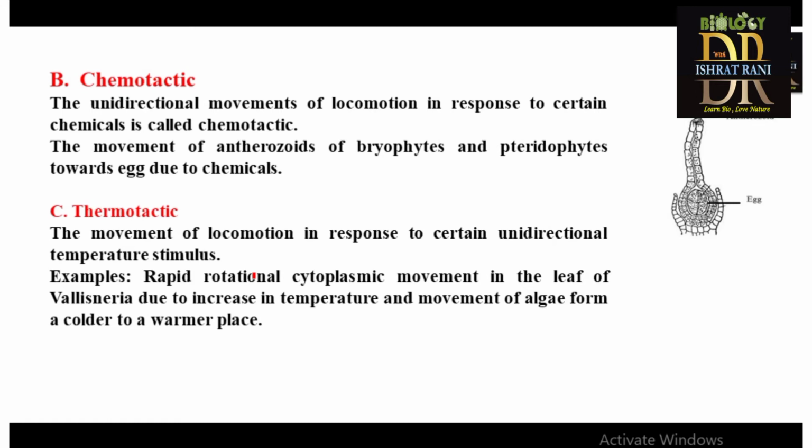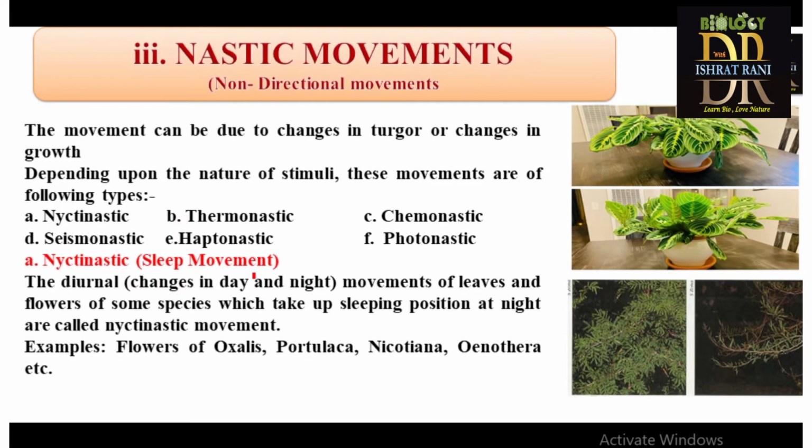Rapid rotational cytoplasmic movement in the leaf of Cinerea, which is an alga, is due to an increase in temperature. The algae show movement and will move from extreme sunlight or extreme temperature to colder or warmer regions.